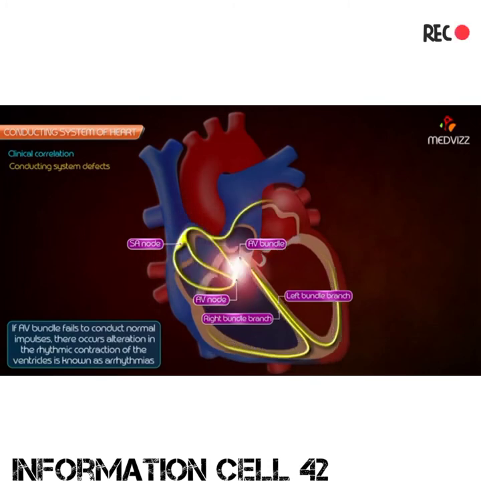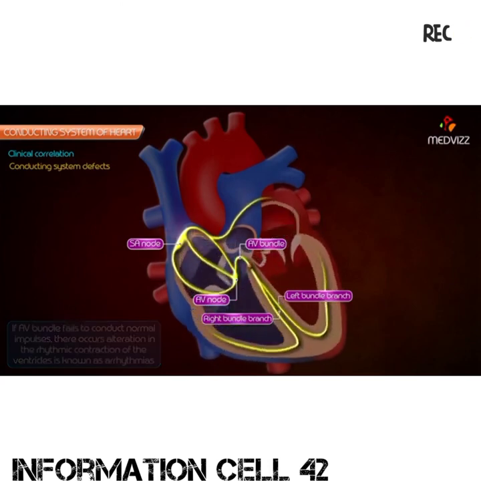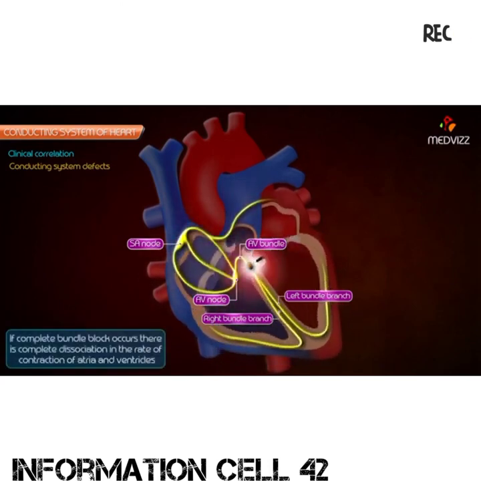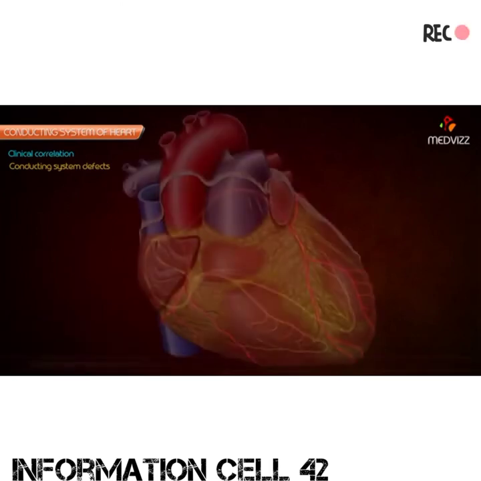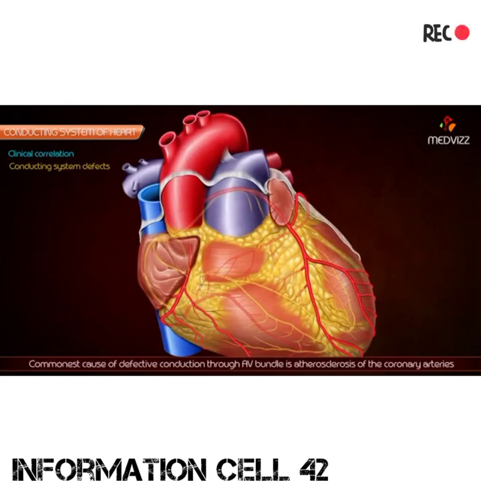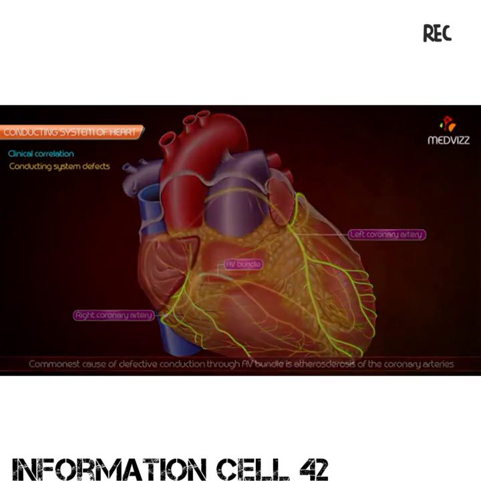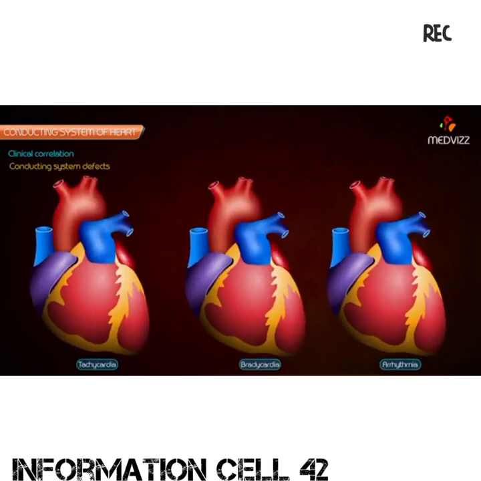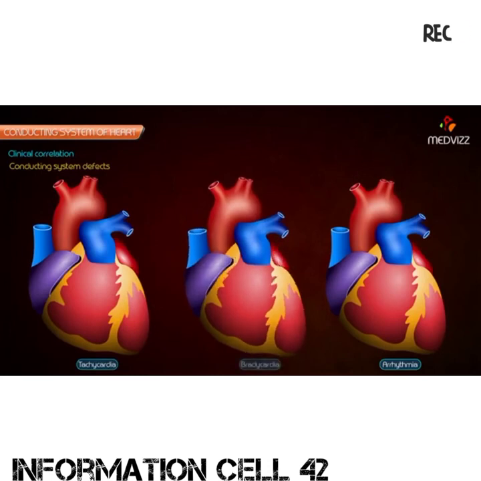If the AV bundle fails to conduct normal impulses, there is alteration in the rhythmic contraction of the ventricle, which is known as arrhythmias. If complete bundle block occurs, there is complete dissociation in the rate of contraction of atria and ventricles. The commonest cause of defective conduction through AV bundle is atherosclerosis of coronary arteries, which leads to diminished blood supply to the conducting system. An important point to be noted here is that rapid pulse is called tachycardia, the slow pulse is called bradycardia, whereas irregular pulse is called arrhythmia.